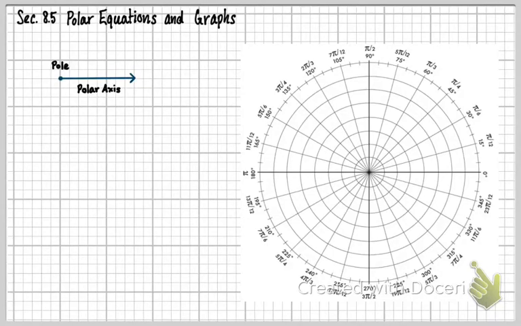Section 8.5, Polar Equations and Graphs. Now looking at this illustration to the left here, this is the first thing I want to talk about. So this point here is called the pole. And this line coming out from here is what we call the polar axis. Now that polar axis is where we actually start when we talk about graphing any angle.